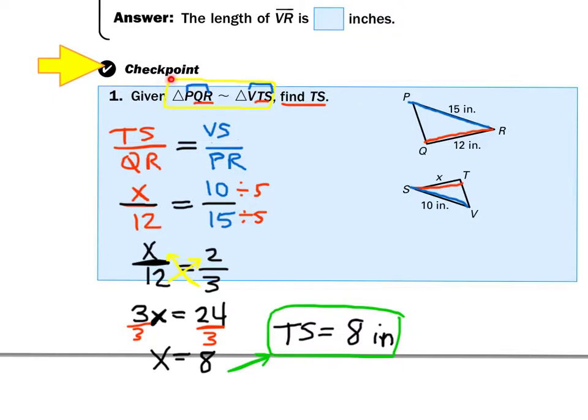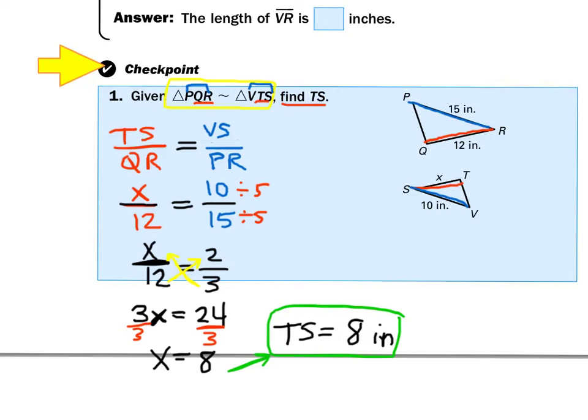Okay, take a look at this checkpoint. Given triangle PQR is similar to triangle VTS, find the distance from T to S. So with my red, I always underline the TS. Notice how those are the last two letters. So I underlined the last two letters, QR. So I went from T to S and made that red, and then I went from Q to R and made that red. So those sides match up.